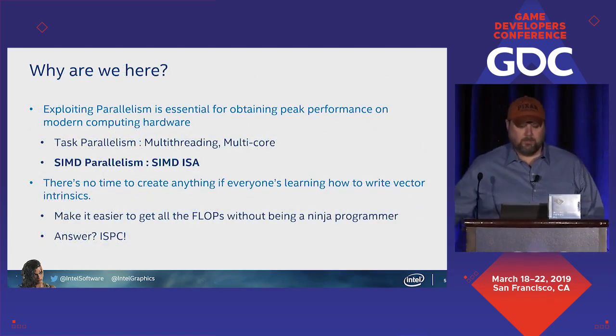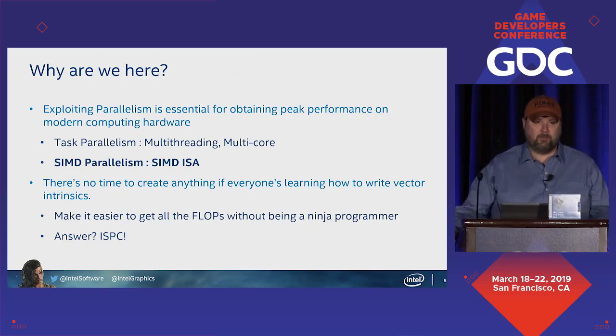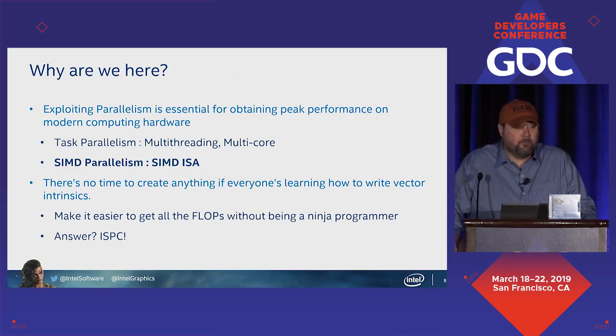So why are we here? Well, exploiting parallelism is pretty essential for obtaining performance on modern hardware. We know that. We're all dealing with multi-core hardware these days. And so there's two types of parallelism. There's task parallelism and SIMD parallelism. And I think most of us are familiar with task parallelism, where that's multi-threading on multi-core machines. And not too many of us actually use SIMD parallelism. So we're here to talk about that.